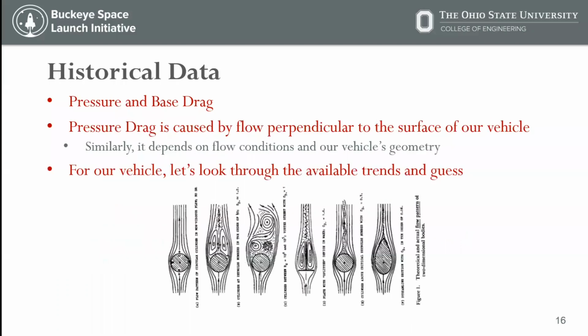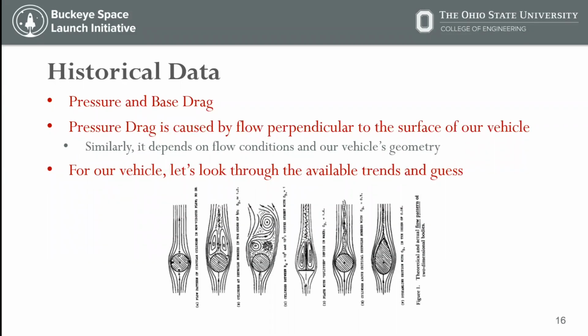Something we're going to talk about a little more in depth is pressure and base drag. Starting off, pressure drag is drag caused by flow perpendicular to the surface of our vehicle. Similar to before, it depends on all those different flow conditions and your vehicle geometry. For our vehicle specifically, we're going to look through the available trends and guess what we should be seeing. Below is a graphic of cylinders in flow.